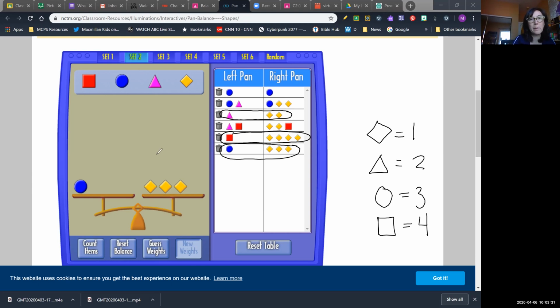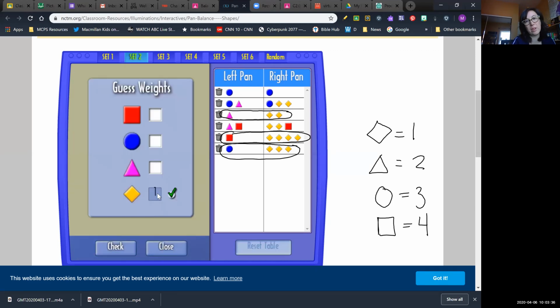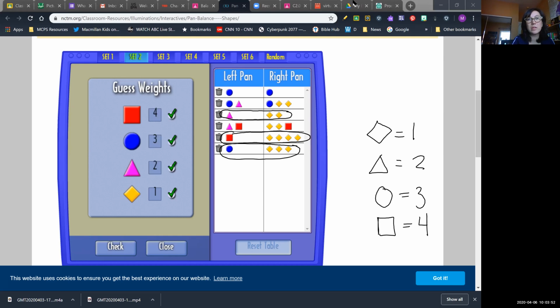Let's guess the weights. Yep, they are setting the diamond as 1. The triangle is 2. Circle is 3. Square is 4. And then we'll check. And they're all right. Let's save this shot. Okay, I can put that in classroom too. So there's 6 sets. Give it a try for all 6. But that's how you use the scale to figure out the weight of each shape.